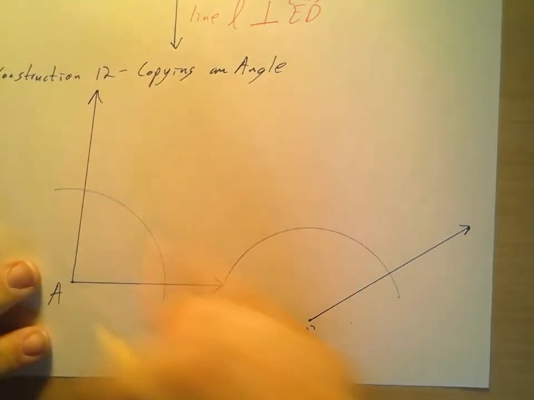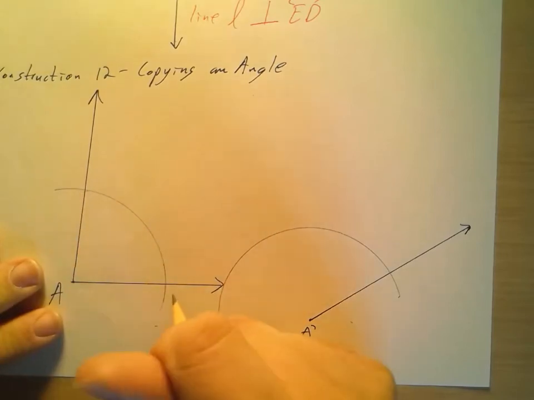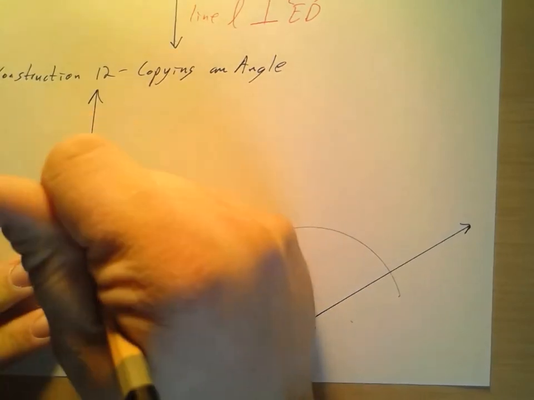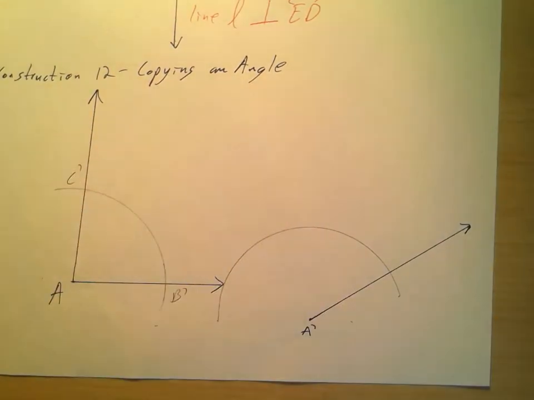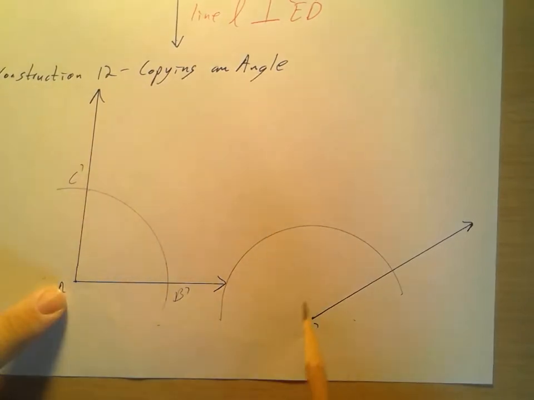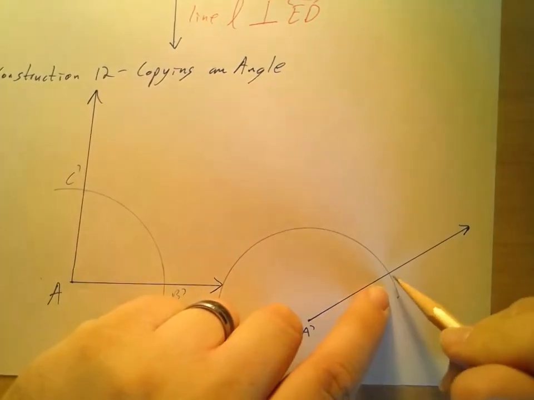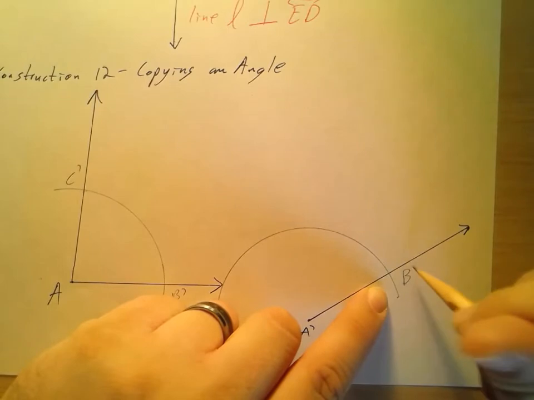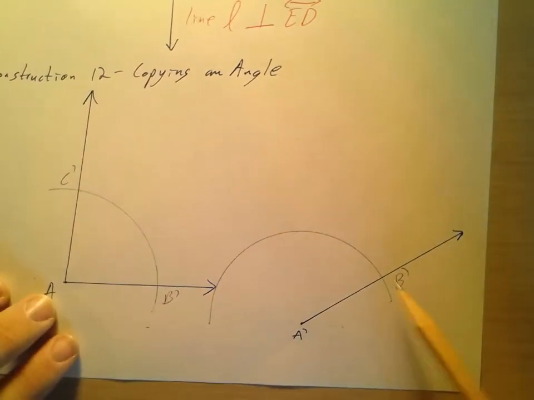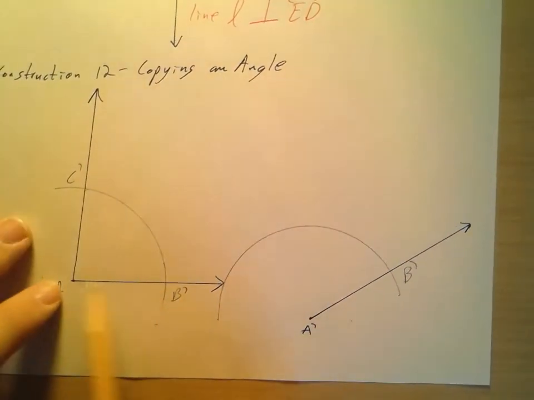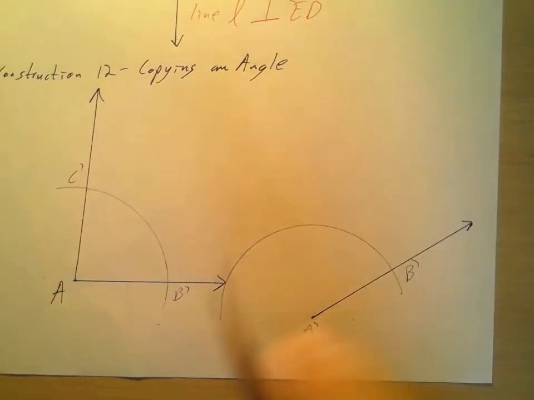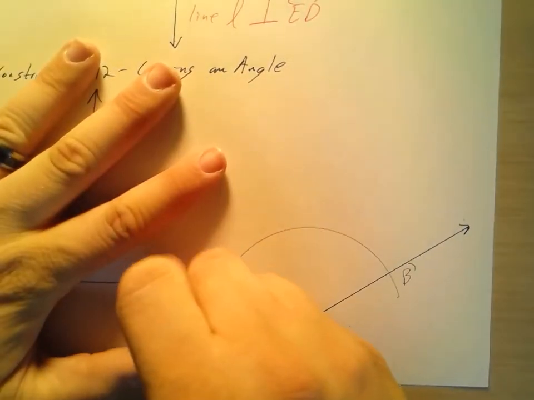Well, over here, see where we have these two intersections? We have B prime, and over here we have C prime. Well, since this B prime is on the bottom, over here I can make this point B prime. Notice how A prime B prime is the same length as AB. That should be a regular B, not a B prime.